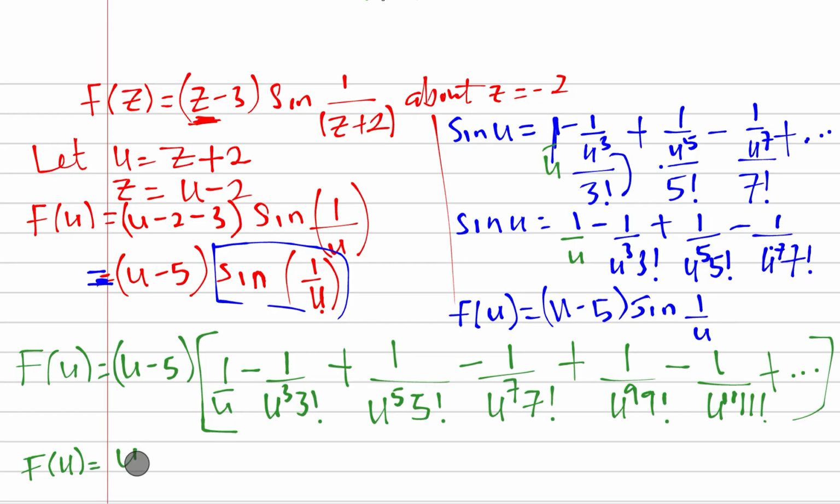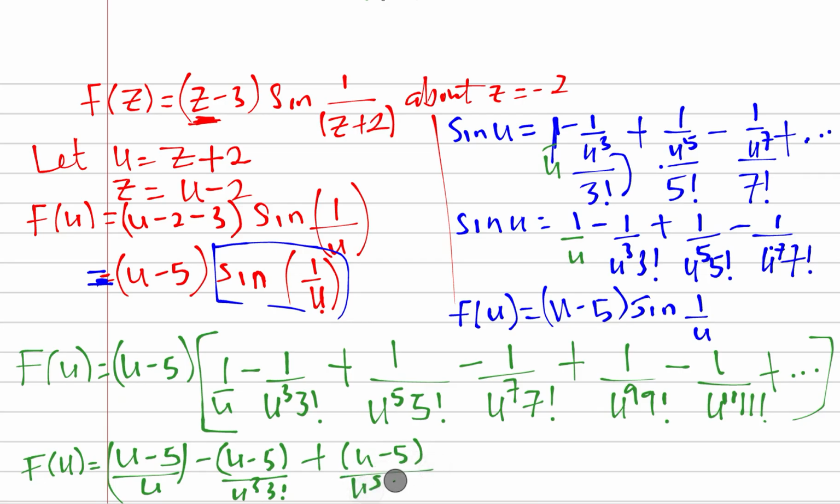So that will give us u minus 5 all over u. Then the second part, minus, in bracket, u minus 5 all over u raised to power 3 factorial. Then plus u minus 5 over u raised to power 5 factorial.